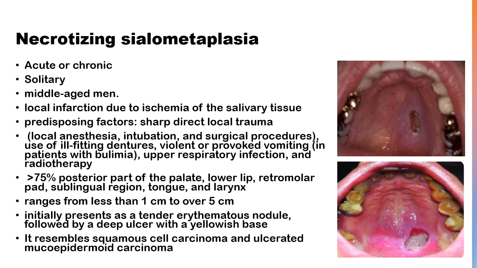Following the predisposing factor, which is usually a sharp direct local trauma or an ill-fitting denture or upper respiratory tract infection or even radiotherapy, the initial lesion would be a tender and erythematous nodule, followed by the deep ulceration due to the necrosis and the ischemia of the salivary tissue. The ulcer would have a yellowish base. It resembles a squamous cell carcinoma because of the indurated and rolled border, and it can also resemble mucoepidermoid carcinoma, and if the ulcer persists without healing for a few weeks, it should be biopsied.